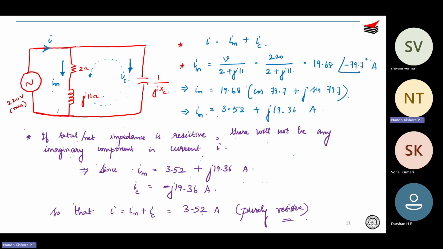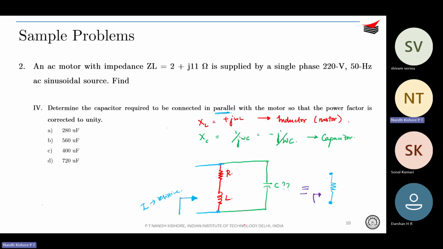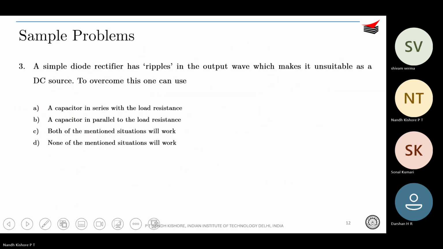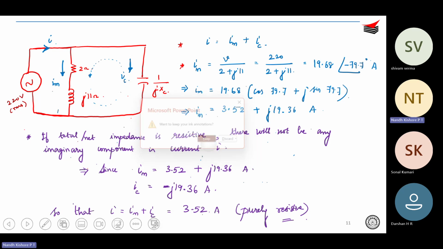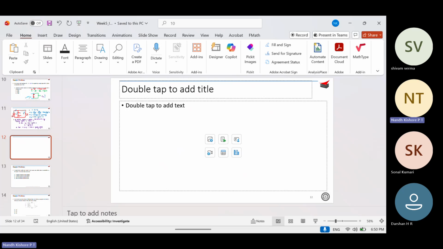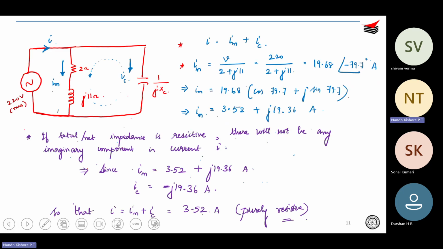Okay, so we know what IC is. Let's calculate what C is. Let me take a new slide. We just saw that IC is equal to j19.36 amperes in magnitude. This is the imaginary part that is supplied by the capacitor.